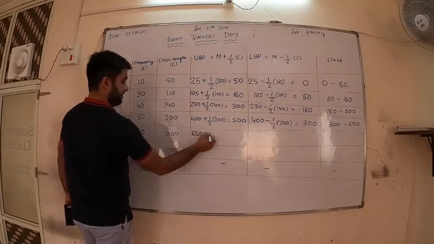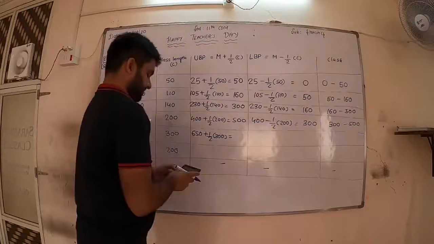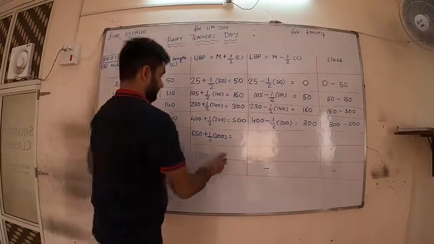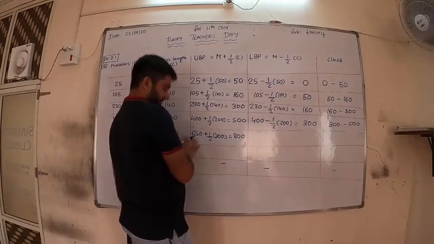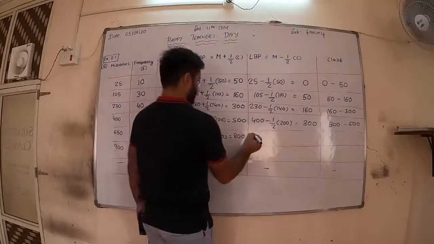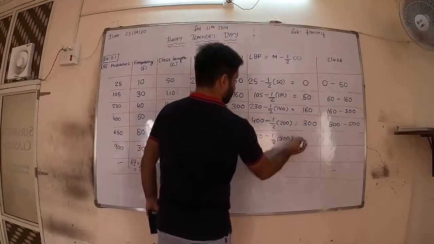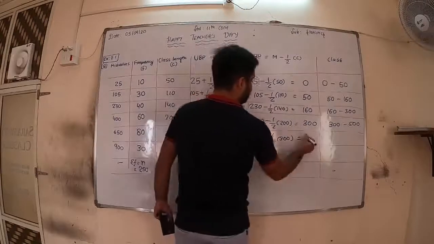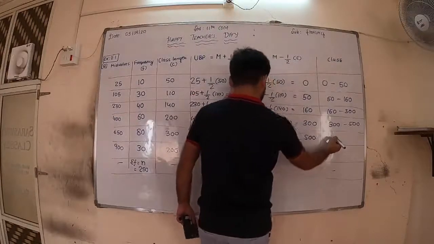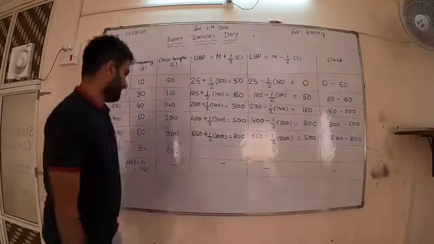650 plus 1 by 2 into 300. 300 by 2 is 150. 150 plus 650 is 800. Then again 300 by 2 is 150, and the difference of 150 and 650 is 500. So 500 to 800. The class lengths are equal.